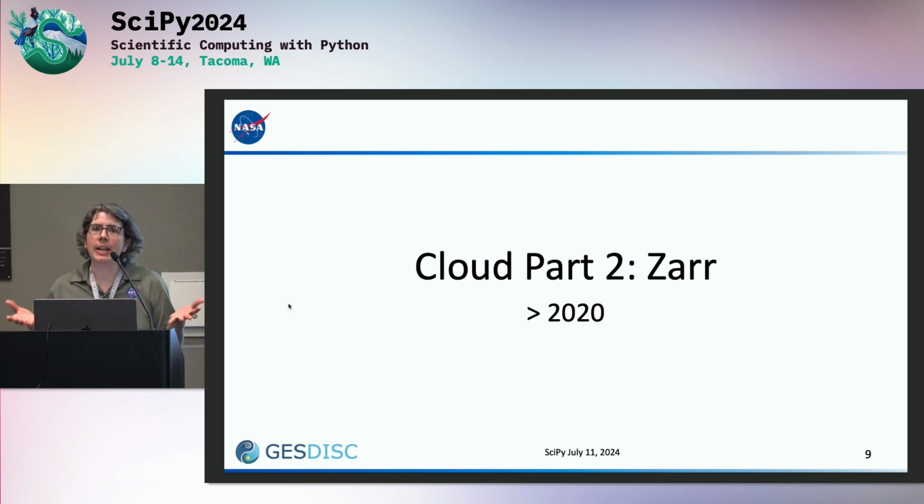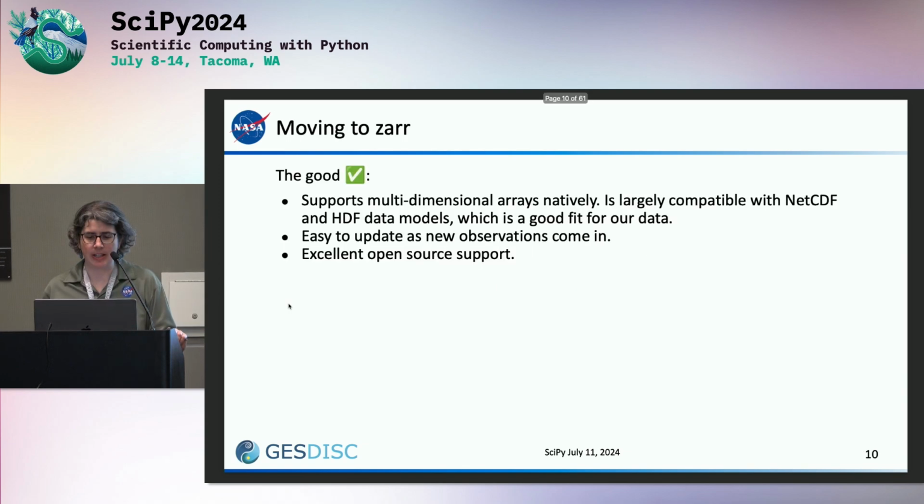So we're sitting there, it's 2020, and we're like, okay, we've kind of gone as far as we can go right now with Parquet. What else is there? And we found Zarr at SciPy, in fact. So starting in 2020, we began looking at Zarr. And the good thing was that it supported multidimensional arrays natively. So it was very compatible with the NetCDF and HDF data models that we were very used to. And so it was a very good fit for our data.